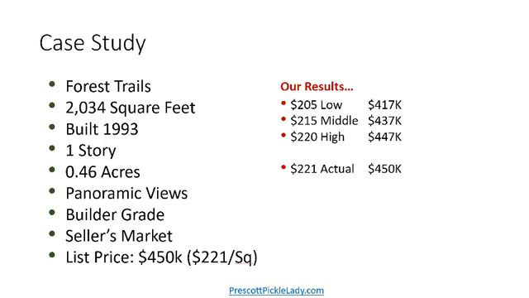Just wrapping things up here, I'm going to call our low end 205. I'm going to call our high end 220. And the most likely or middle is somewhere around 215. If you do the arithmetic, 417 to 447, and the middle would be about 437. Our actual list price for this home is $450,000, which is $221, as I mentioned before. So I think it's pretty safe to say that this house is priced a bit high, at least on the higher end of the range that we've seen because of the comps.